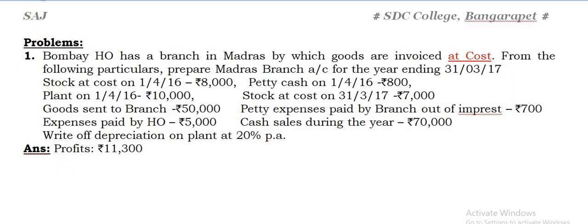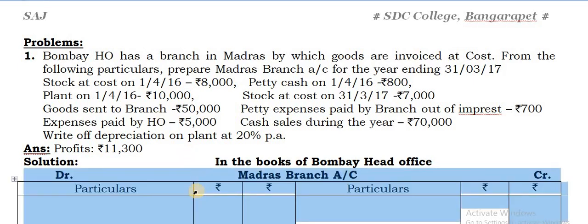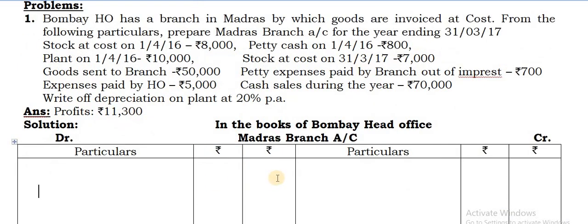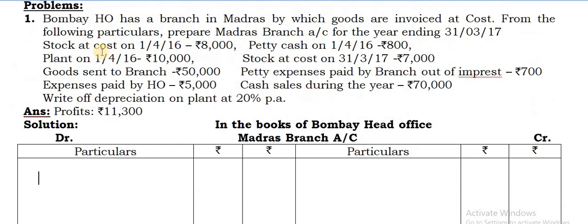Okay, well, you take now in the books of head office. Which is the head office? It is Bombay head office. So in the books of Bombay head office, you can take Madras branch account. Heading the Madras branch account. Okay, so take all the details. Start with the opening balance brought down.